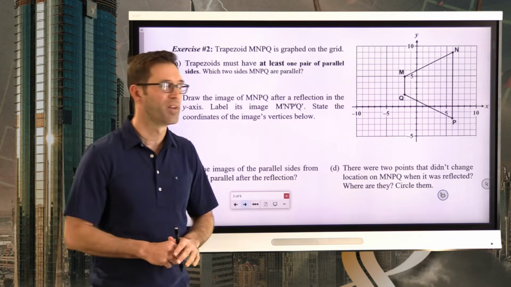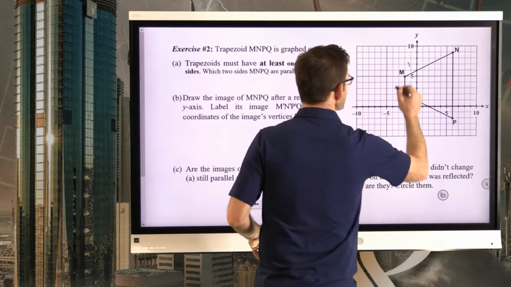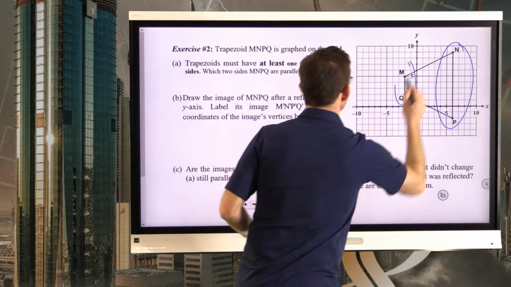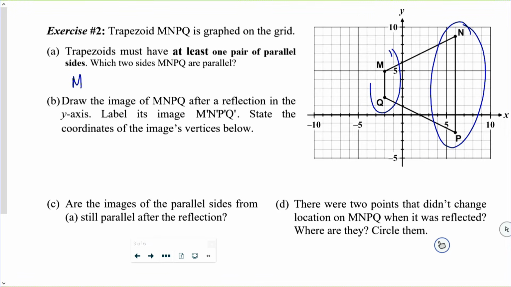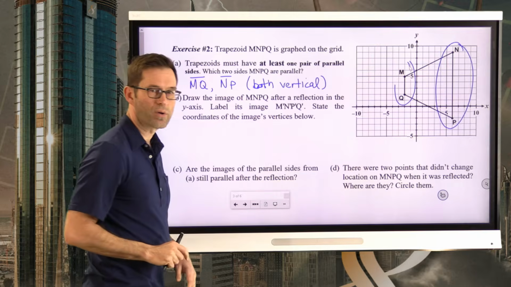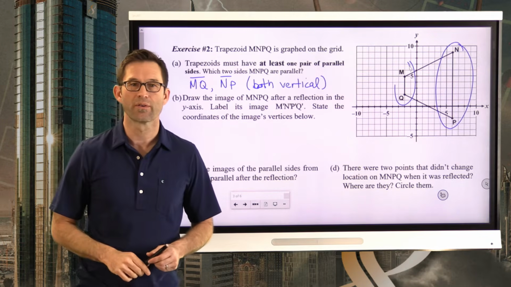All right, well, this is simple enough, right? It's these two sides. I'm going to circle them, then I'll erase. But we've got side MQ with a bar on top and NP. By the way, if you needed to give a reason, you could say they're both vertical. All vertical lines are parallel to each other, so if I've got two line segments that are both vertical, then they're parallel to each other.